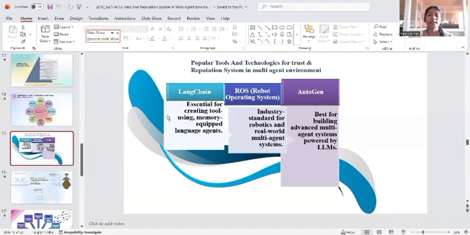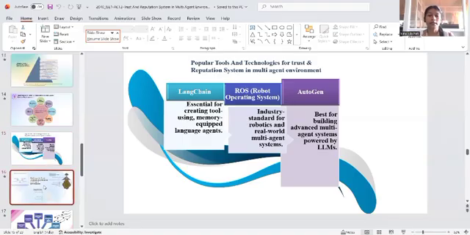So first one is LangChain. In that, it is used for creating tools using memory-equipped language agents. Second one is ROS, meaning Robot Operating System. In that, industry standard for robotics and real-world multi-agent systems. Third one is AutoGen, best for building advanced multi-agent systems powered by LLMs.